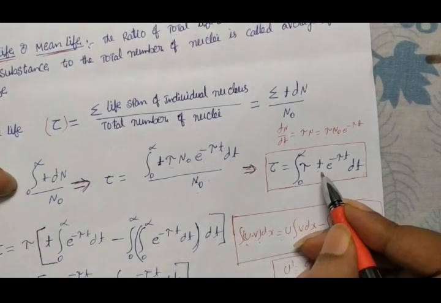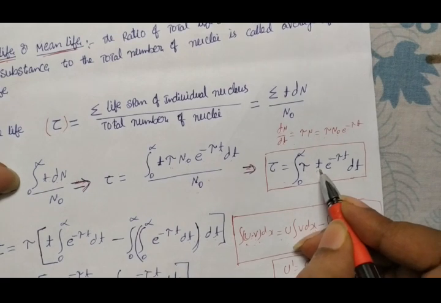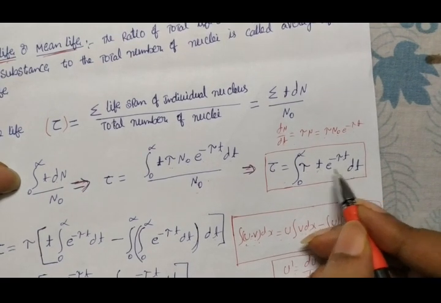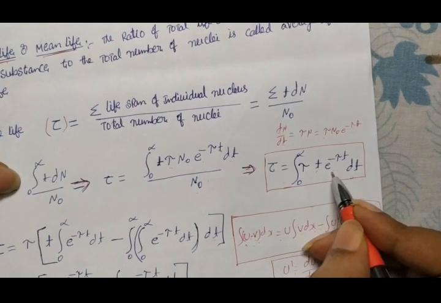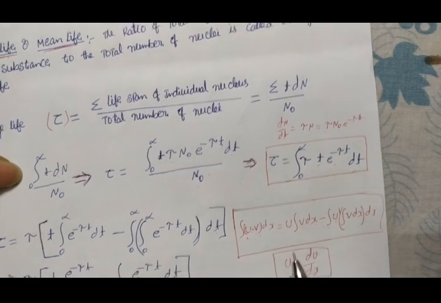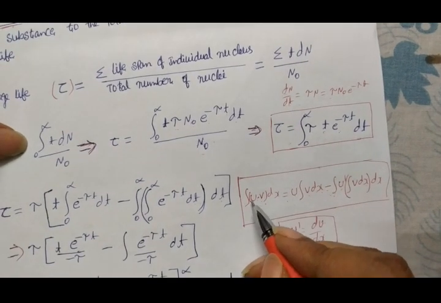Here lambda is constant, but two variables are there. One is t, which is changing with respect to time, and e power minus lambda t is also a variable. So two variables are there. So for that, like differentiation we have the uv method, similarly for integration also we have the uv method.